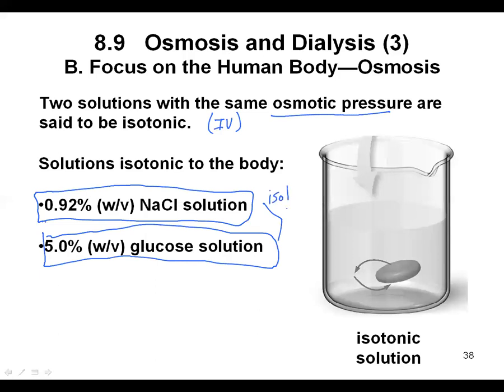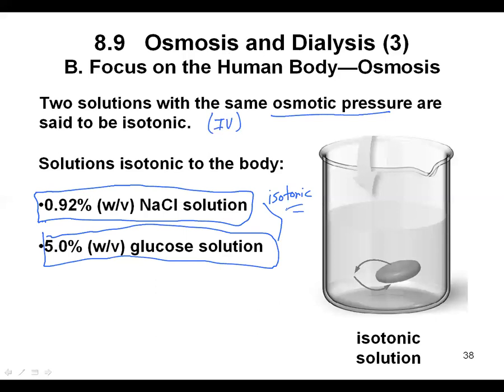And they're sort of the basis solution. When we talk about 0.9% sodium chloride, it is sometimes also referred to as a saline solution. It doesn't necessarily have to always be sodium chloride; it could be potassium chloride, something like that. But sodium chloride, saline solution, 0.92% or 0.9%, and 5% glucose are considered isotonic. It means they have the same osmotic pressure as body fluids.